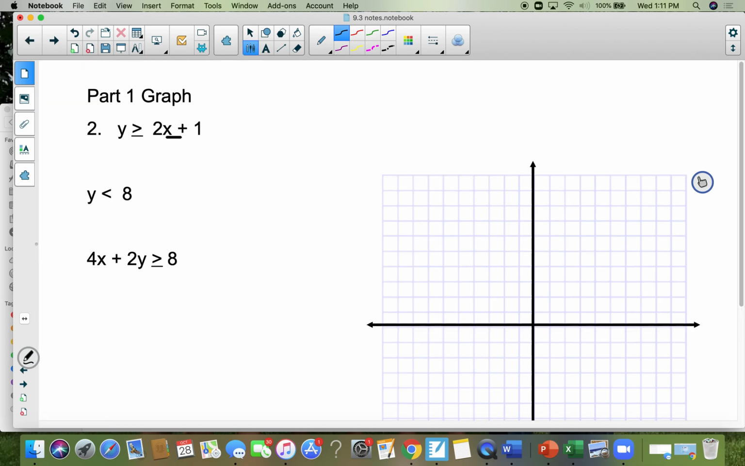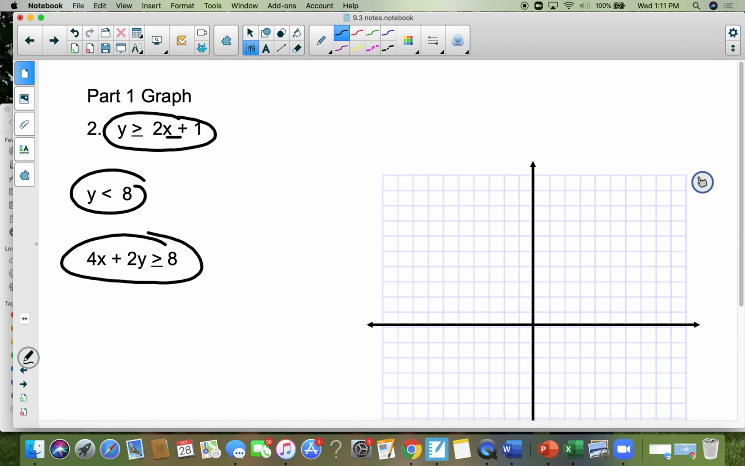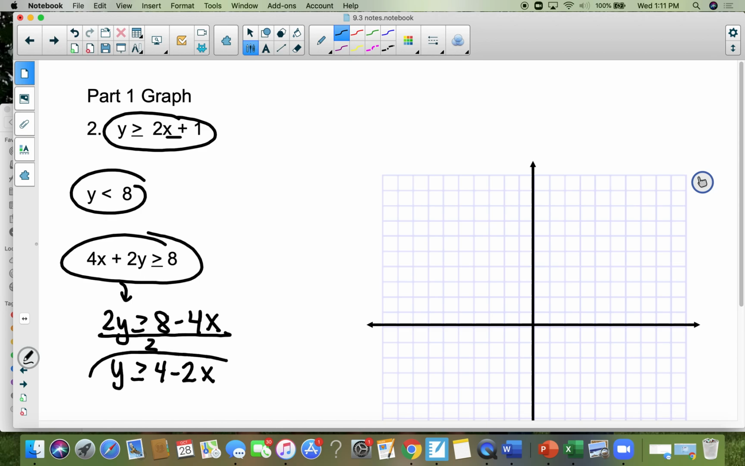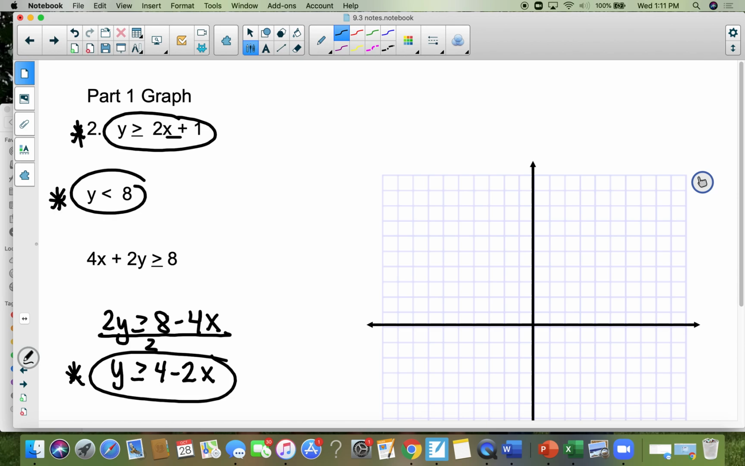We have not just one equation, we have 3 equations to graph. I'm going to come over here and get y alone first. So y needs to be greater than or equal to 4 minus 2x. So this one is the circle. So I'm going to graph this one, and this one, all on the same graph. You might want to use a different color.